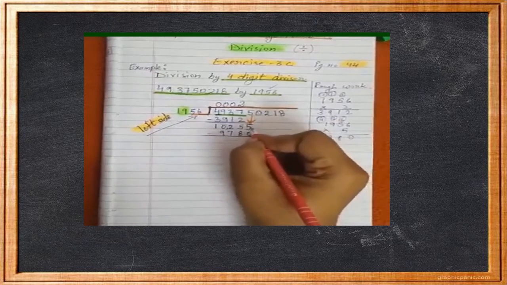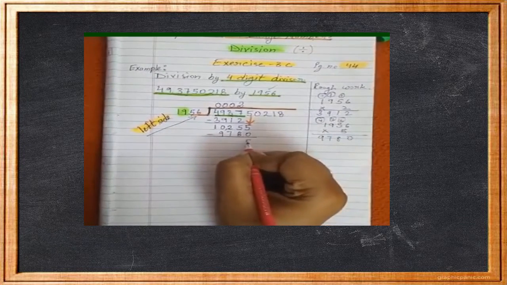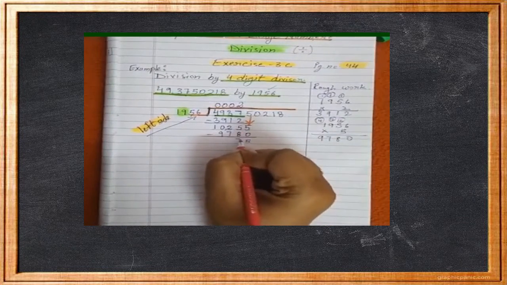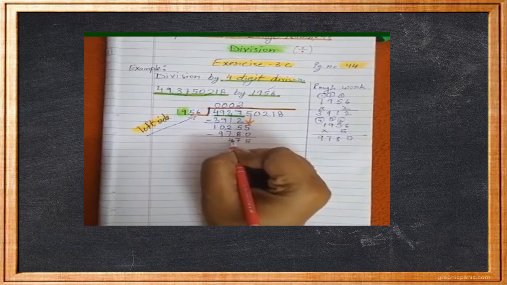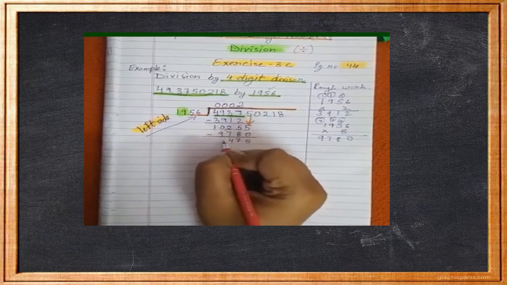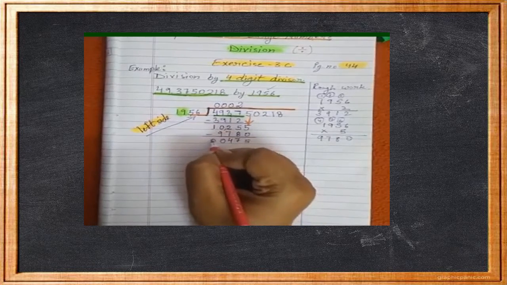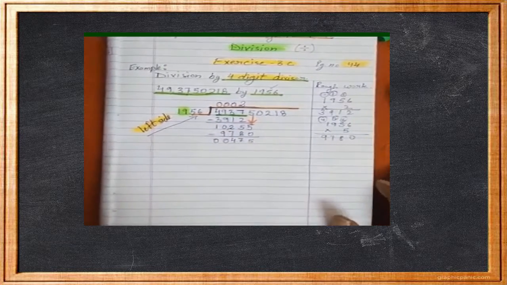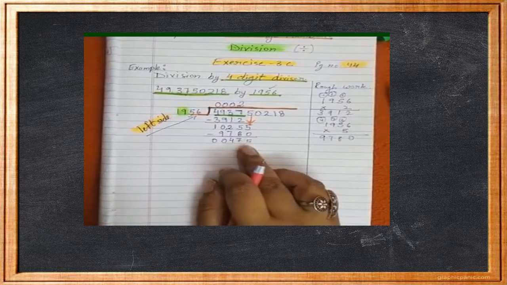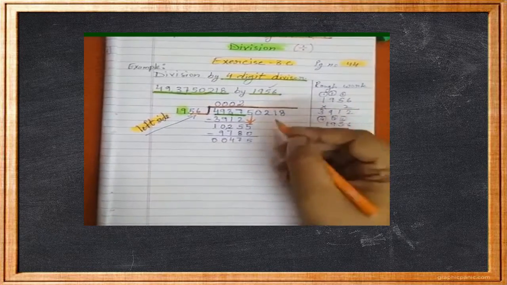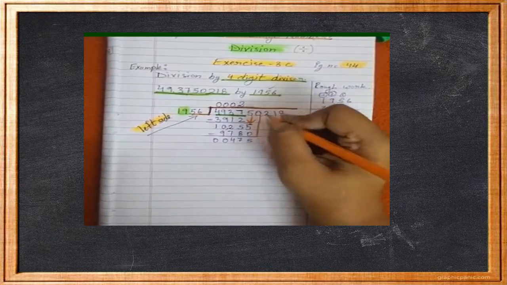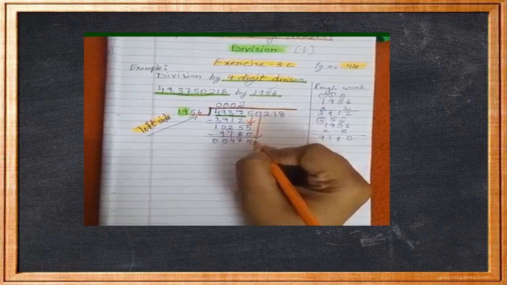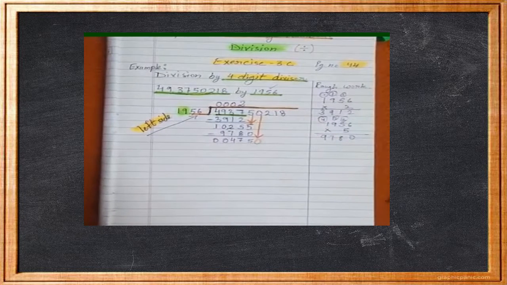Now do subtraction. 5 minus 0, 5, 15 minus 8, 7, 11 minus 7, 4, 9 minus 9, 0, it will be 0. Yes, children. So what is your remainder here? 475. Now what you have to do, children? You have to bring this number 0 here next to 5.